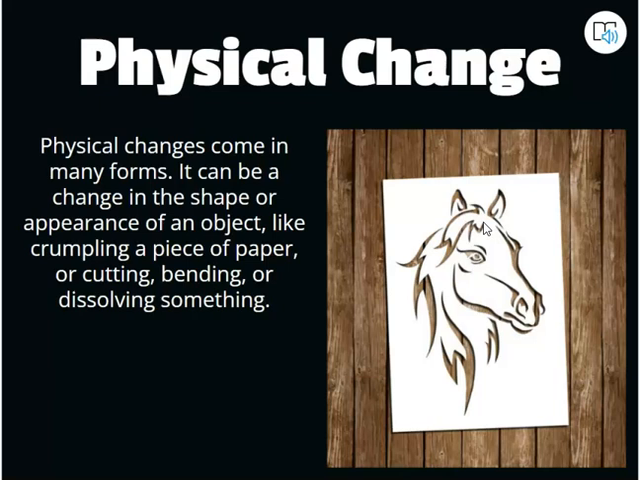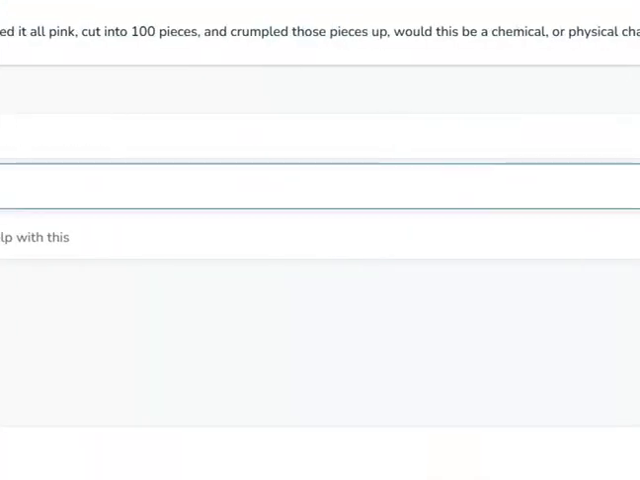You can fold the paper. If you want to, you can rip the paper up into shreds. Could you put all that back together after you run it through a shredder? It would be really hard, but is it still paper is the question that you have to ask yourself. Again, you can change the shape or appearance like this, and it's still going to be paper. So this is another example of a physical change.